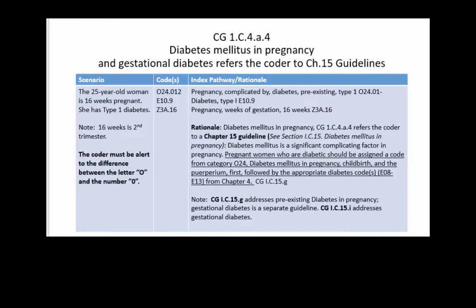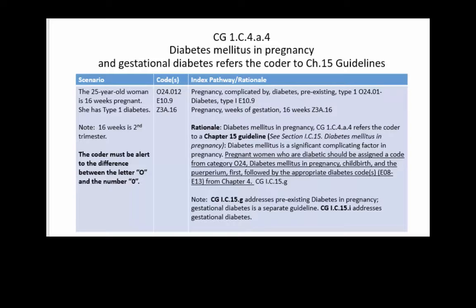The next guideline has to do with diabetes in pregnancy and diabetes that is gestational. Both of those conditions refer the coder to Chapter 15, which is the OB chapter in the code book. We won't spend too much time on this, but I wanted to at least introduce it and then know that you will often see codes for pregnancy complicated by whatever the situation is. And when you look at diabetes, there is an entry, a subterm for pre-existing type 1. I also have here on the left a note to you that the coder must be alert to the difference between the letter O and the number 0. They don't look the same.